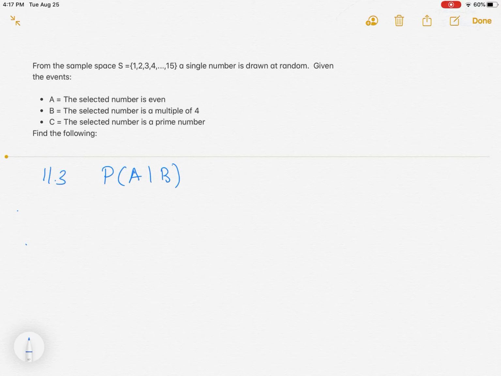I am hesitating for just a minute, wondering if this is a good first example, but it is what it is. So the probability that it's A given that it's B. This slash mark here means given. We absolutely know B has happened. B has occurred. So what is B? Multiples of 4. Let's remind ourselves about those: 4, 8, and 12.